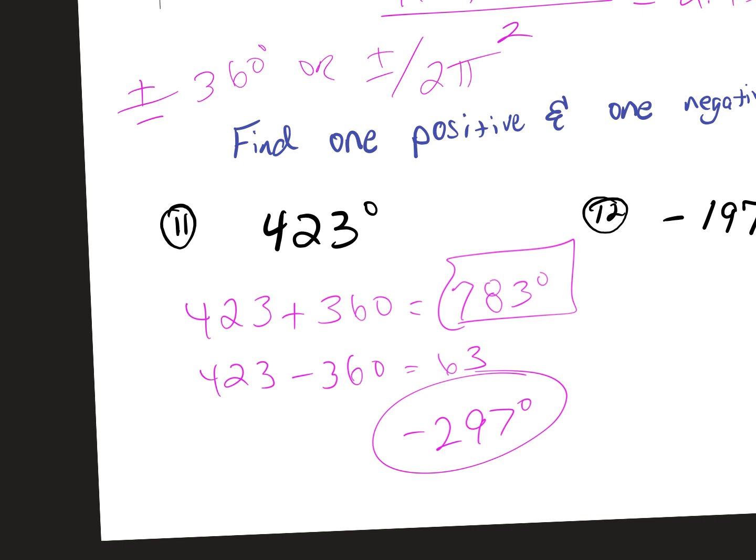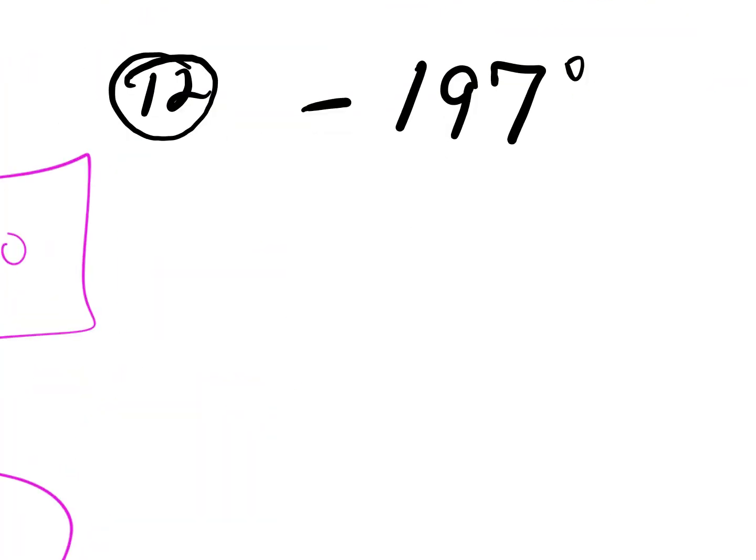All right, look at number 12. All right, we're finding coterminal. Negative 197 plus 360.